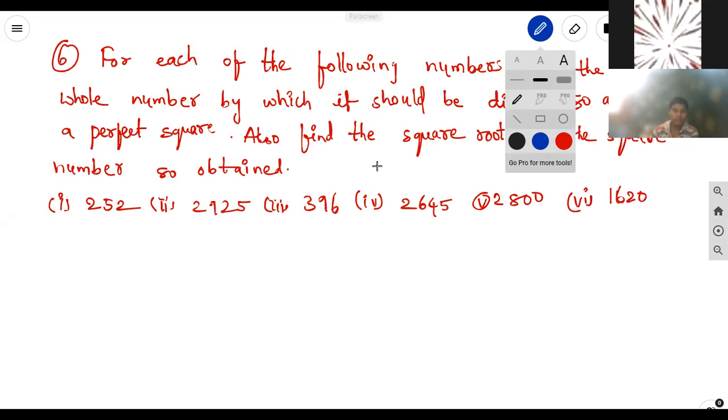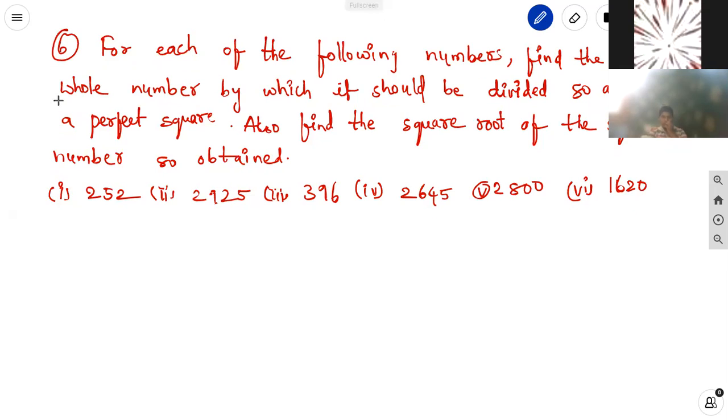For each of the following numbers, find the smallest whole number by which it should be divided so as to get a perfect square. Also find the square root of the square number so obtained. First one 252, second one 2925, third one 396, fourth one 2645, fifth one 2800, sixth one 1620. Here I am doing the first two and the fifth one.